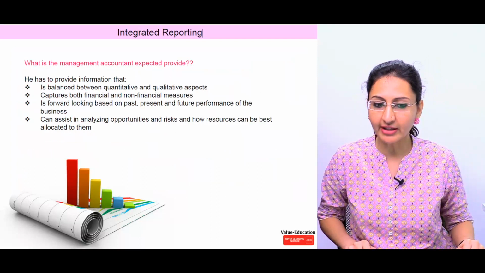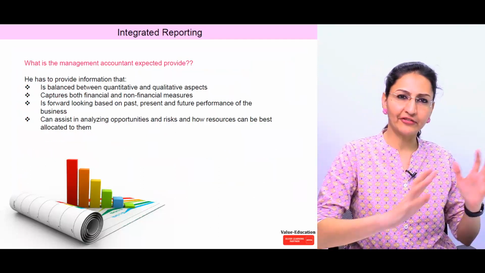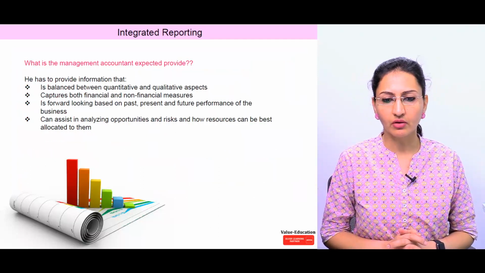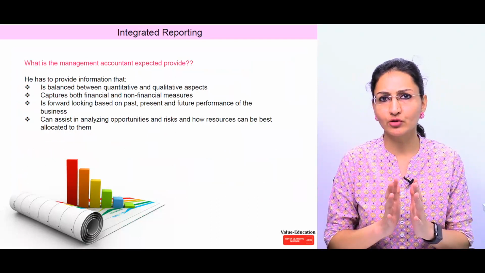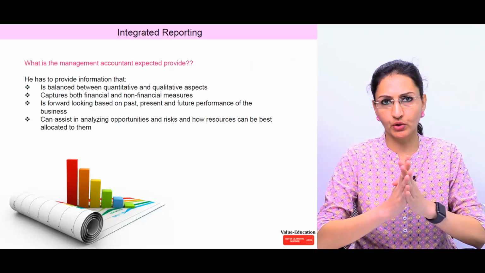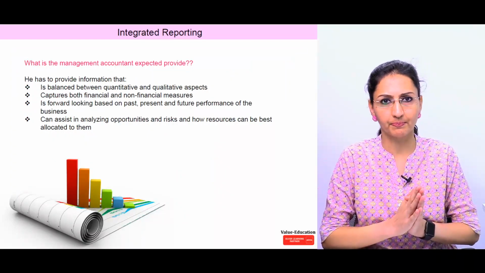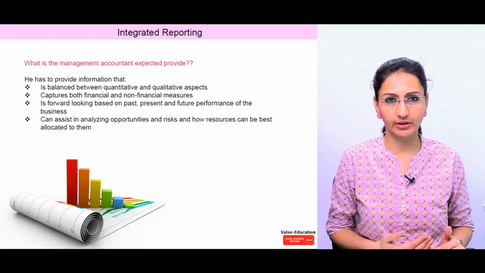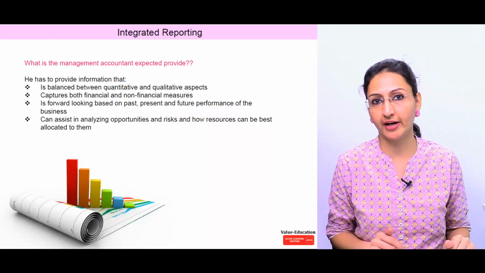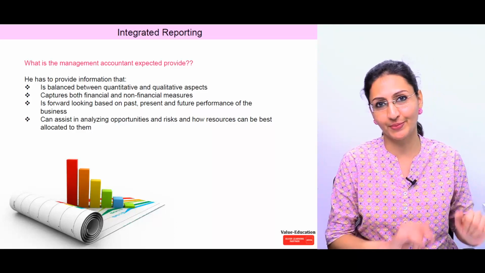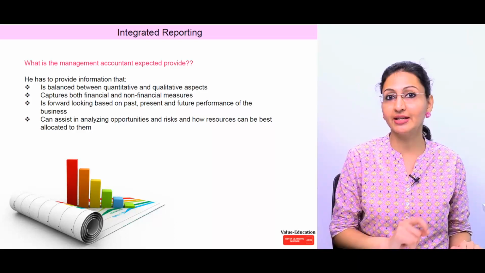Now let's talk about integrated reporting from a different perspective. Now we are talking about the reporting having to be integrated. You have to produce everything in one single report. What is the management accountant's role here? What is he expected to provide? Again, he is a provider of information. What information does he have to give?